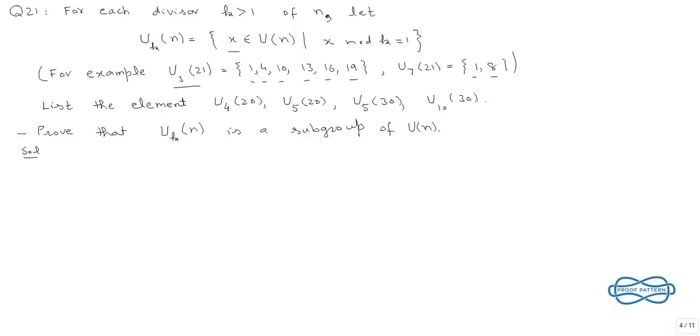First of all, we list all the elements of the unitary group U(20). The unitary group U(20) has the elements 1, 3, 7, 9, 11, 13, 17 and 19. These are those integers which are less than 20 and relatively prime to 20. Okay. This forms a group under multiplication modulo 20, with 1 as the identity element. Now we have to find U_4(20).